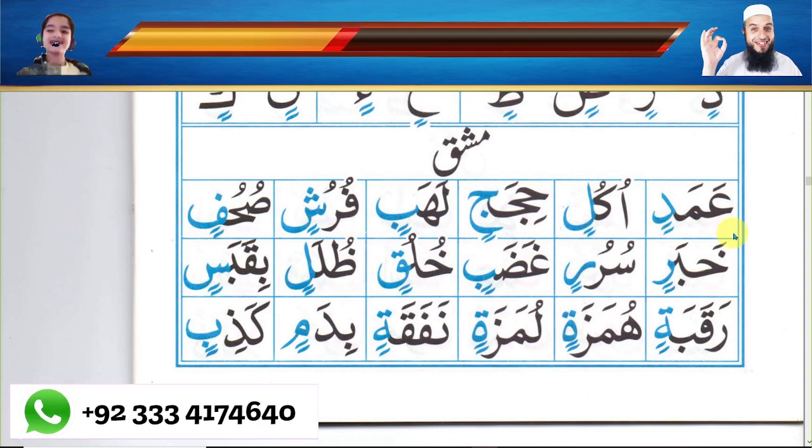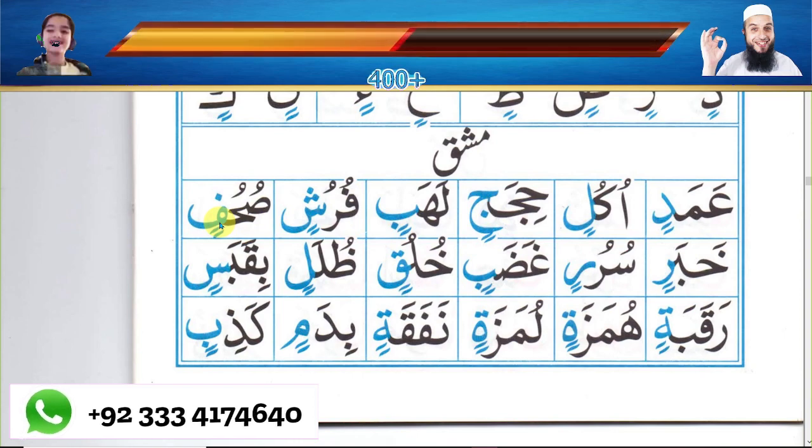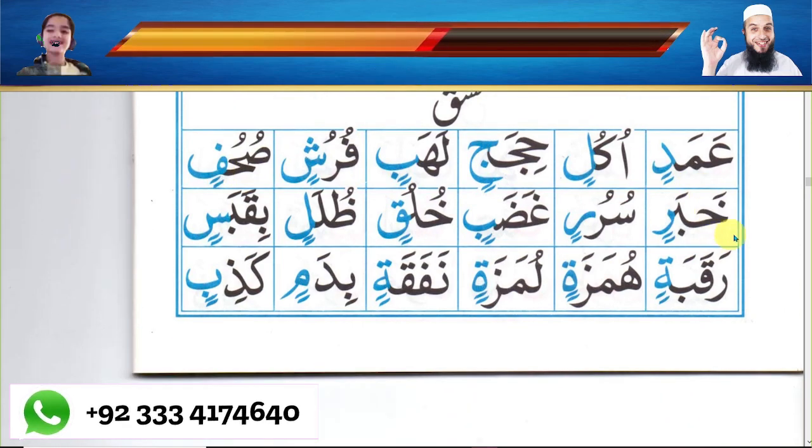Amadin. Say amadin. Amadin, Ukulin. Ukulin, Hijajin. Hijajin, Lahabin. Oh, ha is softer. Lahabin, Furushin. Furushin, Suhufin. Suhufin. Good job. Now this line.